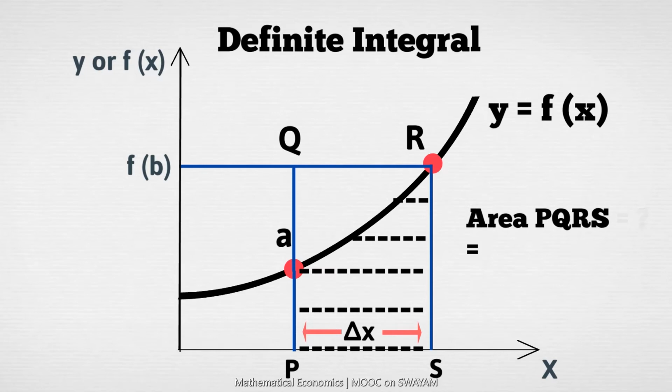Since area of a rectangle is length into breadth, and length is given by f of b and breadth is given by delta x, clearly the area of the rectangle is greater than the area under the curve between the 2 points x equal to a and x equal to b. But it is difficult to find the area of the region AQR because it is not a proper triangle. This can be solved in the second case.